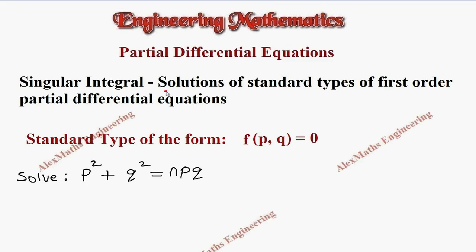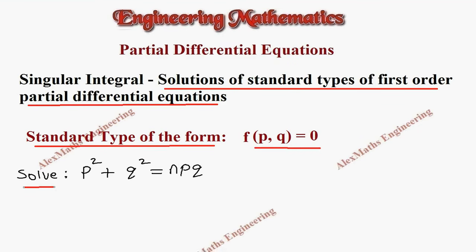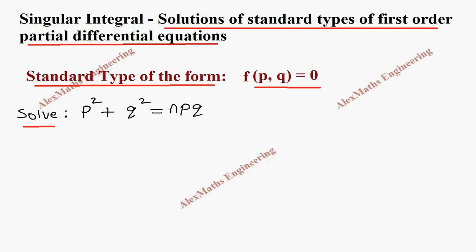In this video, we are going to find the solutions of standard types of first order partial differential equation. The standard type which we are going to consider here is f of p comma q equal to 0. Now coming to the question, we have solved p square plus q square is equal to n times pq, where n is a constant. So this question is in terms of p and q. So we know this is of the form f of p comma q equal to 0.